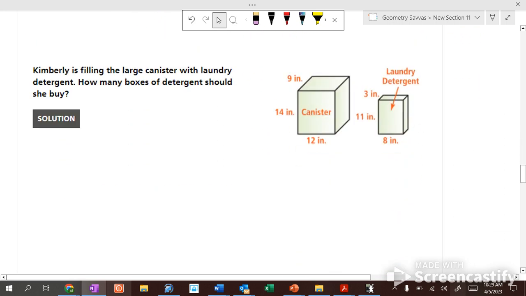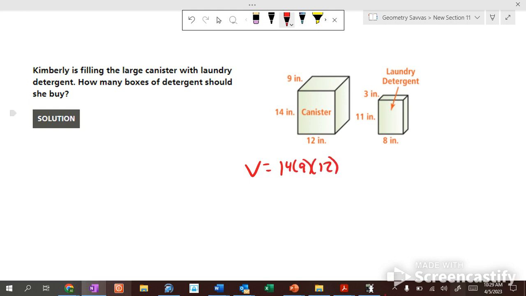Kimberly is filling a large container with laundry detergent. How many of the little boxes of laundry detergent should she buy to fill the big canister of laundry detergent? Again, volume equals 14 times 9 times 12. I did the height times length times width. Volume of this one is 11 times 3 times 8. All right, so multiply this out. What do you get?